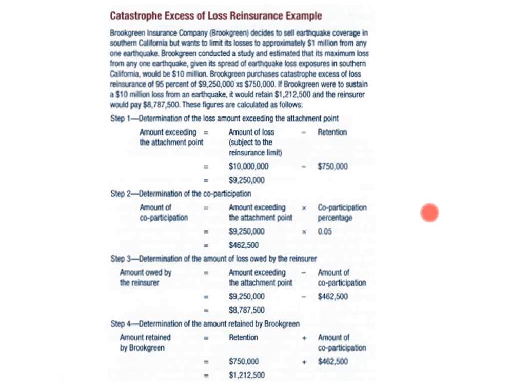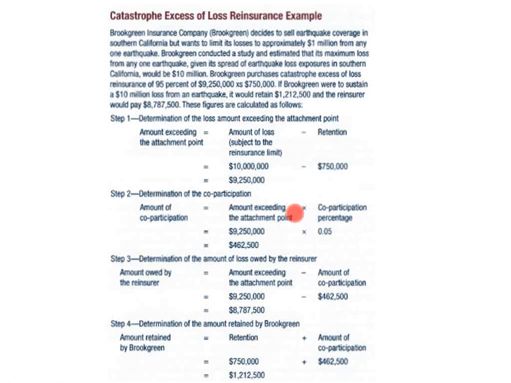What I wanted to show here is how this might work from a catastrophe. In this case, they show how the reinsurer would charge. If the amount of loss subject to the reinsurance limit is $10 million, and they're going to retain $750,000, then the amount of loss the reinsurer has is about $9.25 million as their exposure, because they retain the $750,000, right?